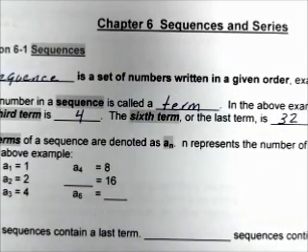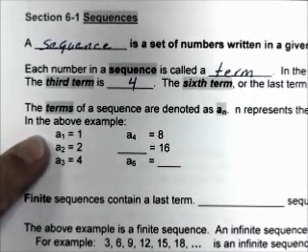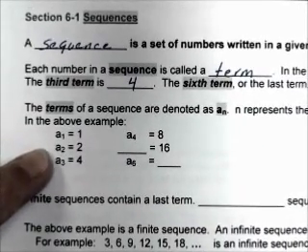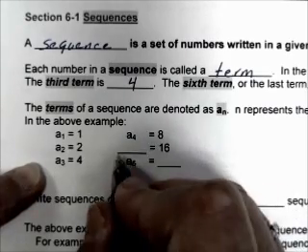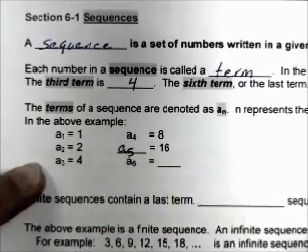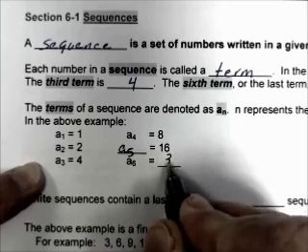The terms of a sequence are denoted as a sub n. n represents the number of the term, the nth term. In the above example, a sub 1, or the first term, is 1. a sub 2, or the second term, is 2. a sub 3, the third term, is 4. a sub 4, the fourth term, is 8. a sub 5, or fifth term, is 16. a sub 6, or sixth term, is 32.